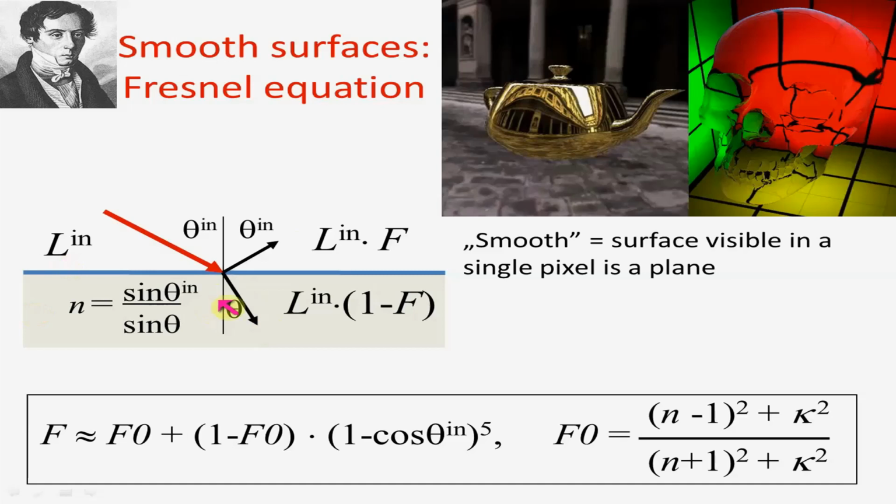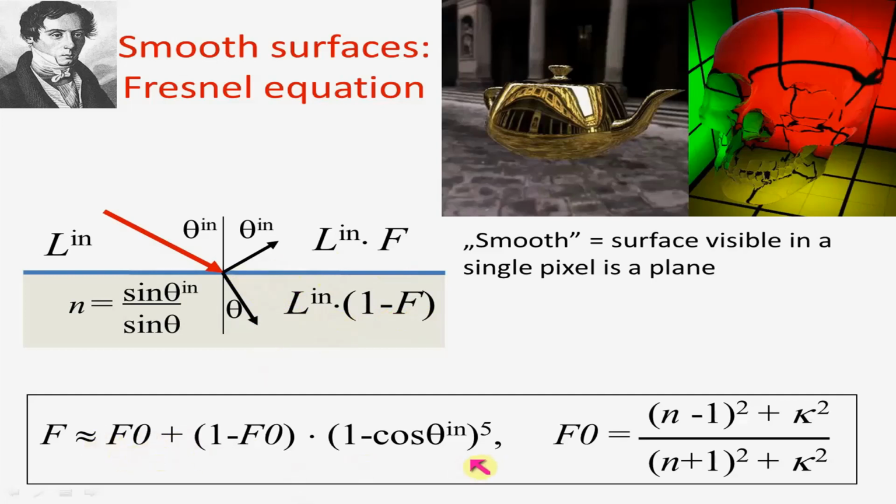also called Snell's law, stating that the ratio of the sines of the incident and refraction angles is equal to n, the index of refraction of this material, which represents the ratio of speeds of light here and inside the material. The Fresnel equations also tell us the amount of reflected light, and this fraction is usually denoted by F. Because of energy preservation, the incident light times 1 minus the Fresnel component goes into the material.